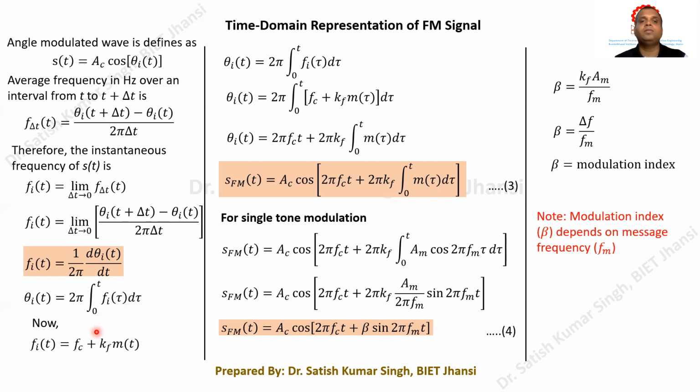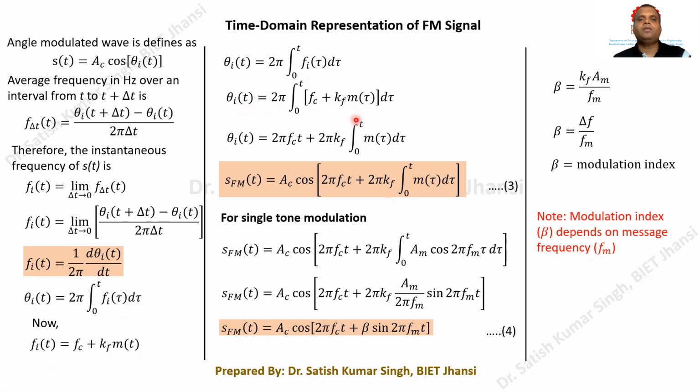Now we have our first definition, f_i(t) equals f_c plus k_f m(t). We can substitute this definition of f_i(t), chosen earlier, into this equation. If we substitute it, theta i(t) becomes 2 pi times the integral from 0 to t of f_c plus k_f m(tau) d tau.